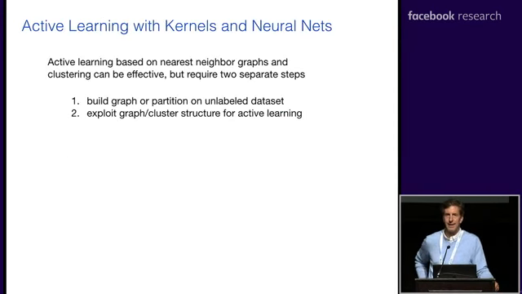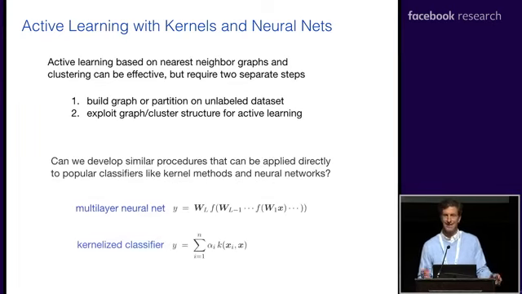So for the last part of the talk and the tutorial here, I want to talk a little bit about how we can take some of these ideas and move into really contemporary machine learning frameworks like kernel methods and neural networks. The active learning based on graphs and clusters is effective, but it had this 2-stage process where first you build a graph or a partition over the unlabeled data set, and then you exploit the graph or cluster structure for active learning. And that doesn't really play well with things like neural networks and so forth. So we're interested in, can we develop similar procedures that can be applied directly to popular classifiers like kernel methods and neural networks?